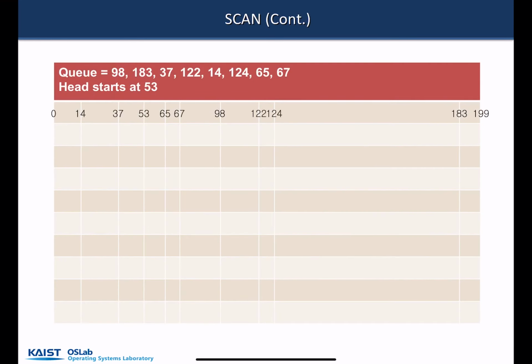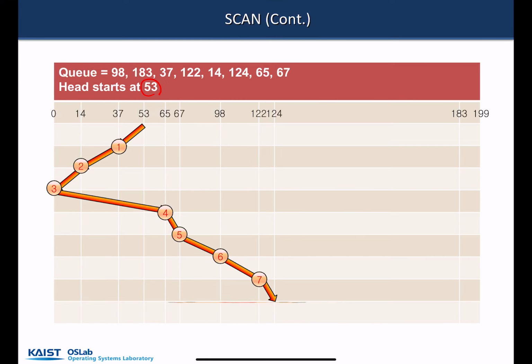So let's consider the scan. Let's assume that the head starts at 53. It goes in one direction towards the end, and then goes to the other end. So this is called scan, and also called elevator.